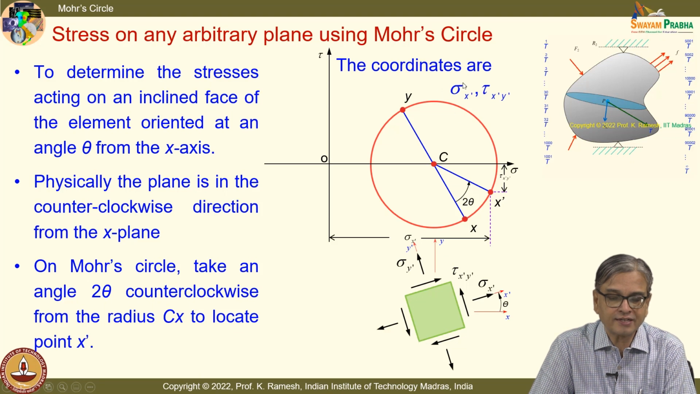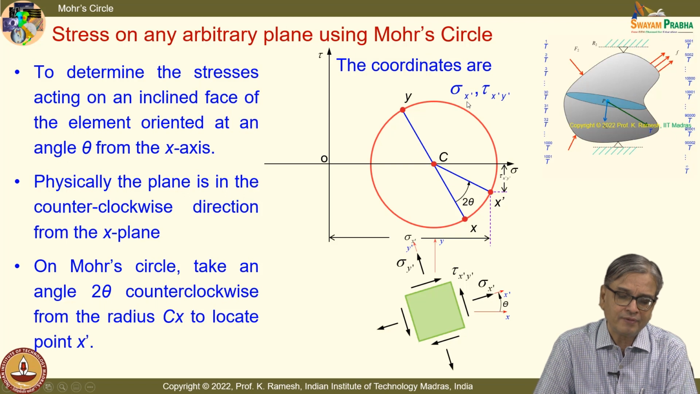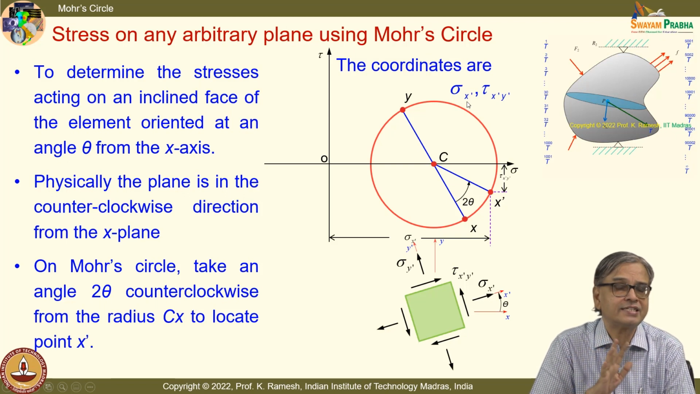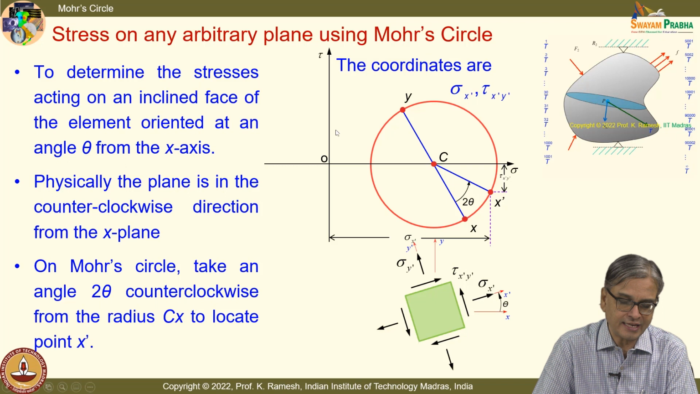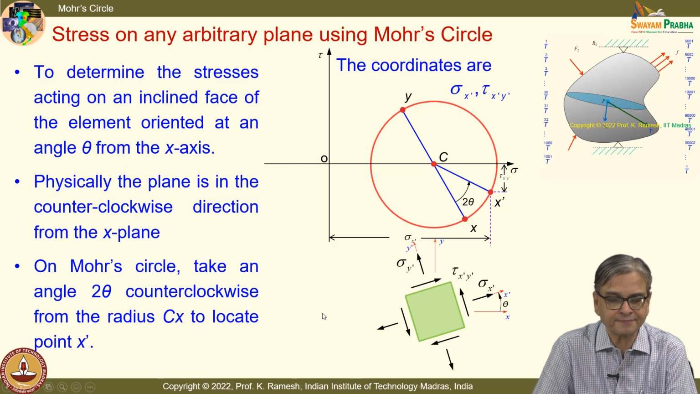So the coordinates are sigma x prime and tau x prime y prime. I have already said we will interchangeably say sigma x prime or sigma x, because it is understood when you put the symbol as sigma, it is normal stress. So it's automatically understood in one fashion, so we take the liberty to call it like that.